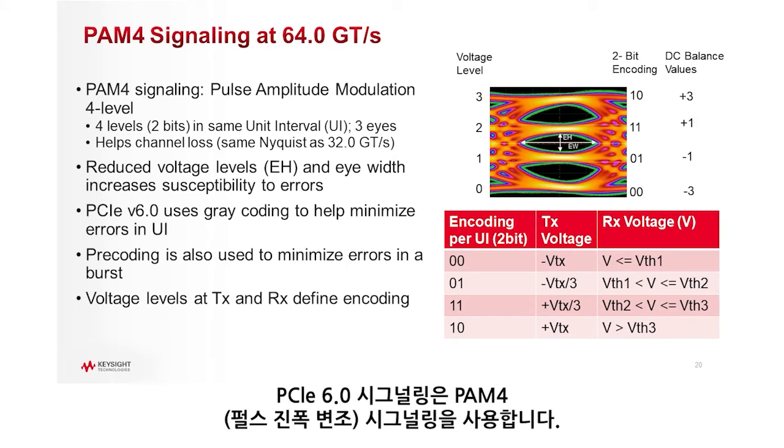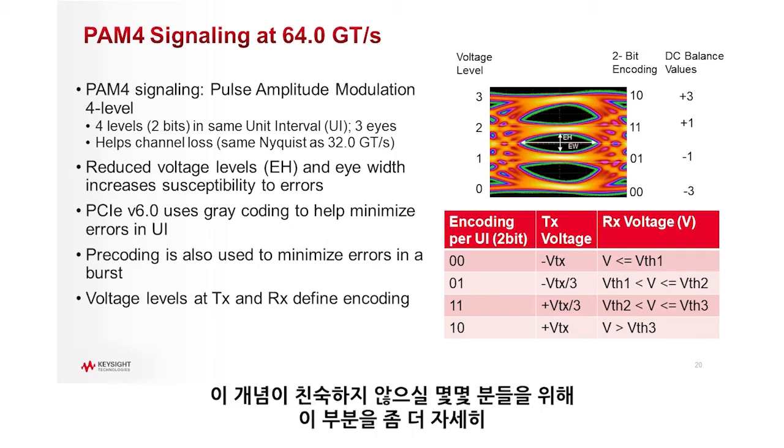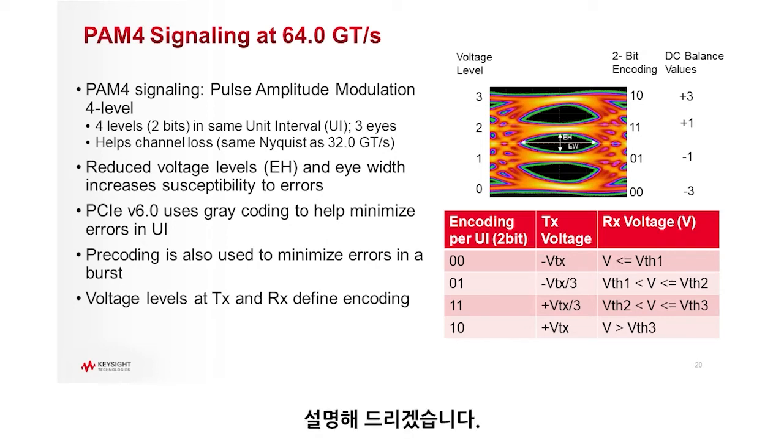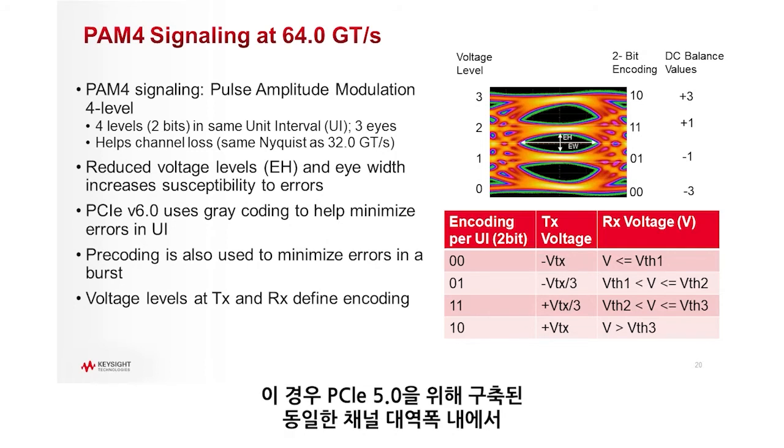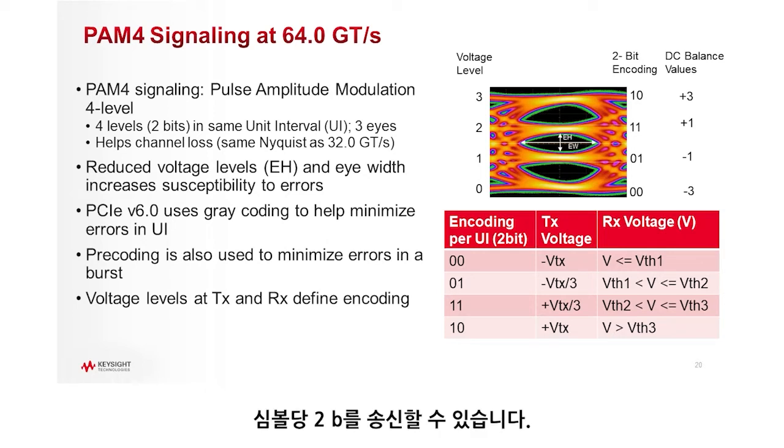PCI Express 6.0 signaling uses PAM4, or pulse amplitude modulation signaling. So I wanted to talk about that in a little bit more detail in case it may be unfamiliar to some. You have 4 distinct levels that define 2 bits, as opposed to 2 levels that would define 1 bit for NRZ signaling. And again, the advantage is that we can transmit 2 bits per symbol within the same channel bandwidth that was established for PCI Express 5.0.